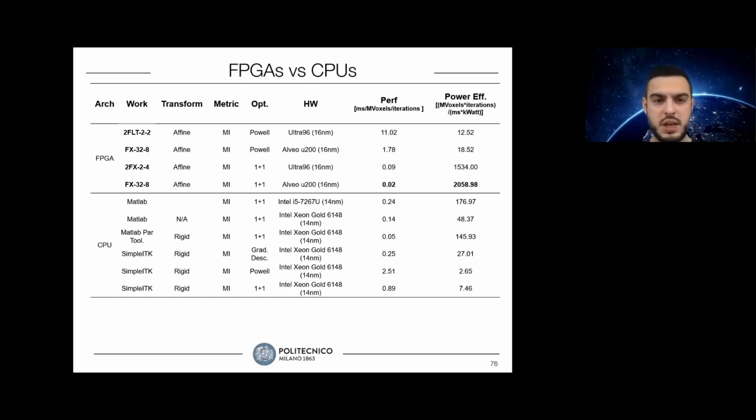Moving to the approaches based on CPUs, we can see that simple ITK, which provides several possible combinations, achieves lower performance. On the other hand, Matlab, with the parallel toolbox enabled, achieves performance almost in line with our top Alveo, while we deliver power efficiency that is notably higher.